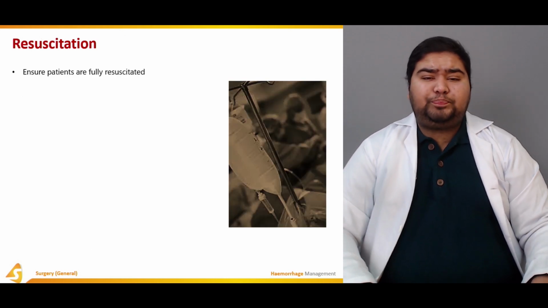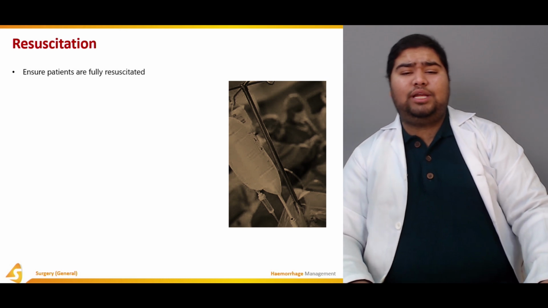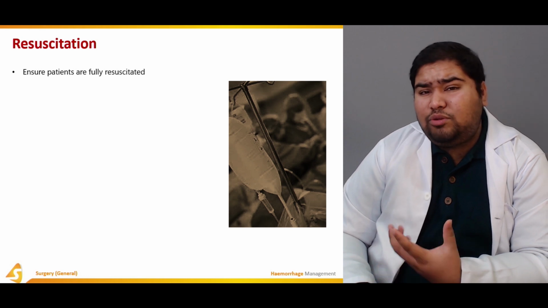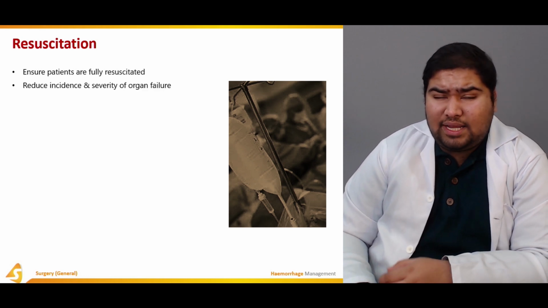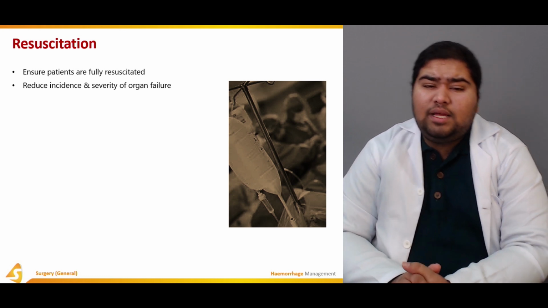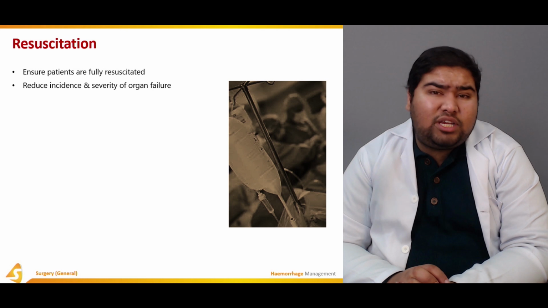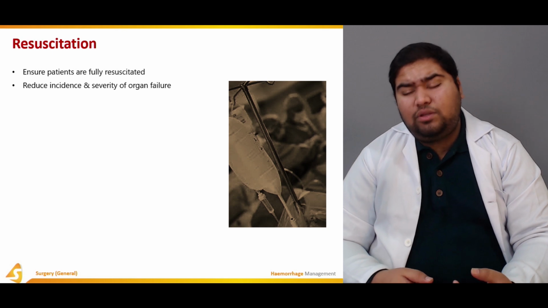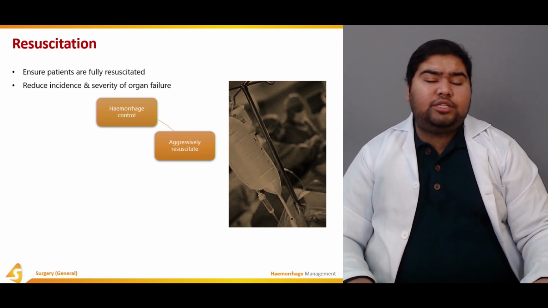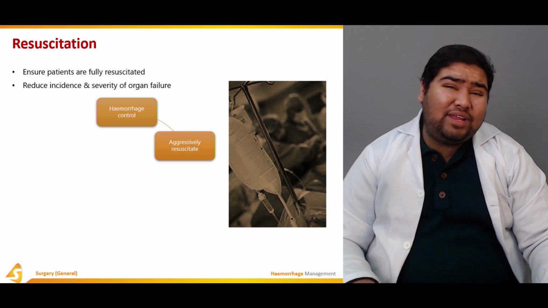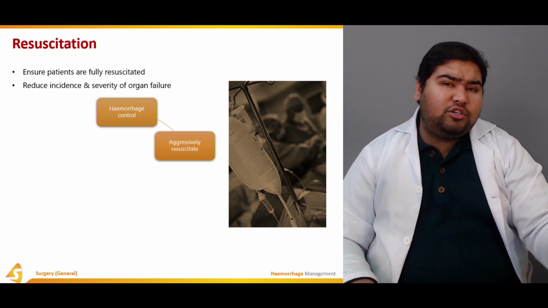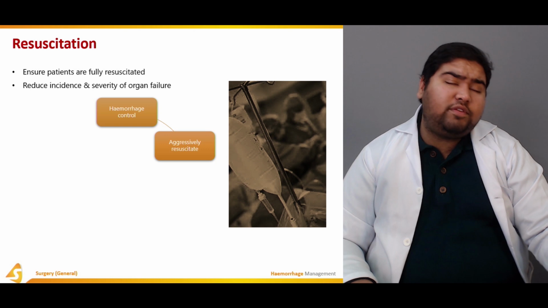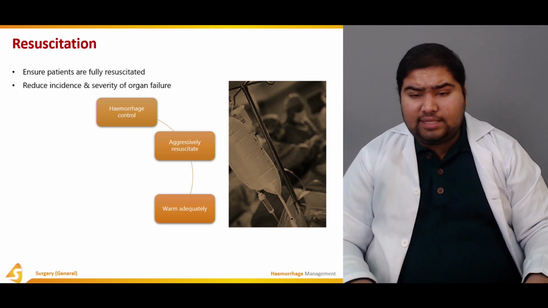Now, the resuscitation of the patient: ensure the patients are fully resuscitated. The resuscitating team should make sure your patient is completely and fully resuscitated. This reduces the incidence and severity of organ failure. So once a complete resuscitation has been done, the incidence of organ failure decreases. In hemorrhage control, you should actively resuscitate your patient. First of all, you have to control your bleeding by damage control surgery or whatever means you might use. Once you have controlled your hemorrhage, now you should aggressively resuscitate.